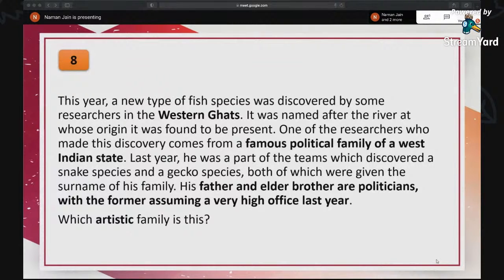And his father and elder brother are politicians, with the former, his father, assuming a very high office last year. So these people have been in politics for a lot of decades now. Western Ghats, think where Western Ghats is. And which artistic family is this? So, hint in the last line: which artistic family is this? If you know the family, or even if you don't know, they have a huge artistic connection.